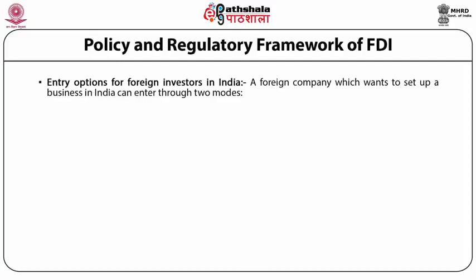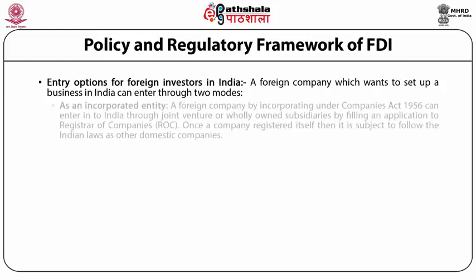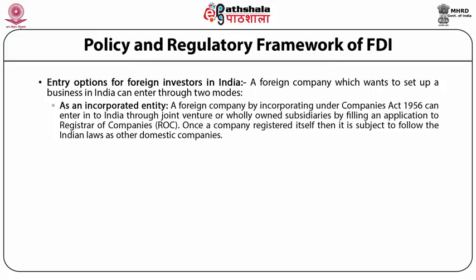Entry options for foreign investors in India. A foreign company which wants to set up a business in India can enter through two modes. First, as an incorporated entity. A foreign company, by incorporating under Companies Act 1956, can enter into India through joint venture or wholly owned subsidiary by filing an application to the Registrar of Companies. Once a company has registered itself, it is subject to Indian laws like other domestic companies.